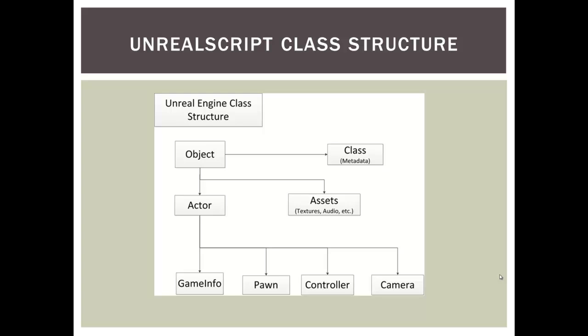The game info class represents your game logic, your game structure, your game type. UT deathmatch, capture the flag, those derive from game info. Game info is pretty much where all your logic for the game goes, such as win conditions, lose conditions, startup, how the game updates, etc.